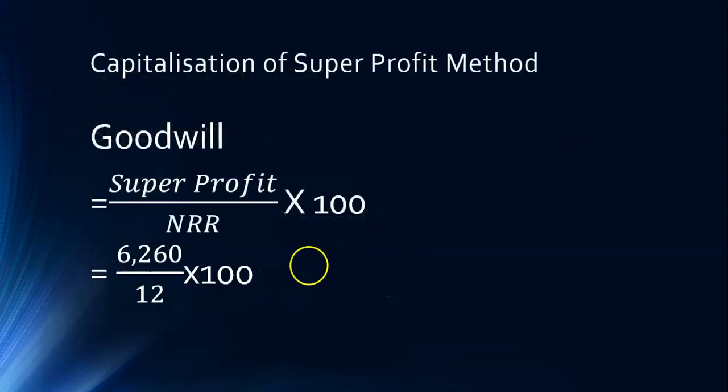So here your super profit is 6,260 divided by 12, which is the normal rate of return, into 100, right? This is the amount for goodwill, right?